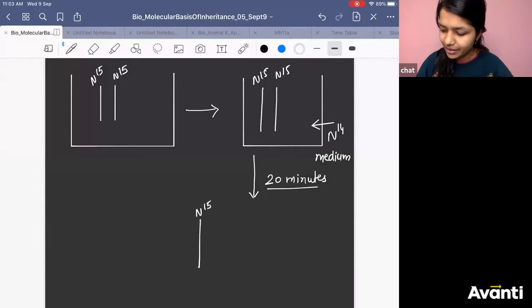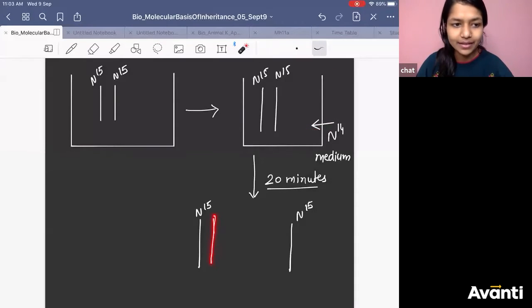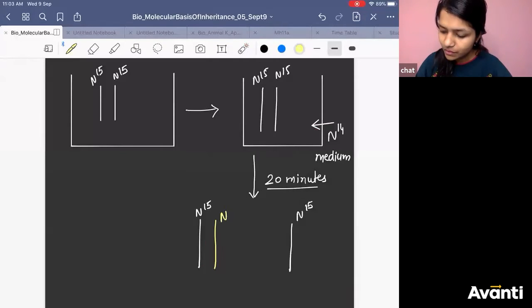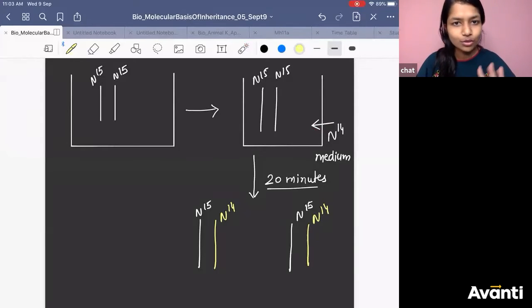So what would have happened? You separate N15, right? This is the parental strand. Now what medium have you given? N14. So the new strand which will form will have which type of nitrogen? Are you giving 15? No. You are giving 14. So the new strand will have N14 nitrogen. Got it? You got it, but they did not get it.